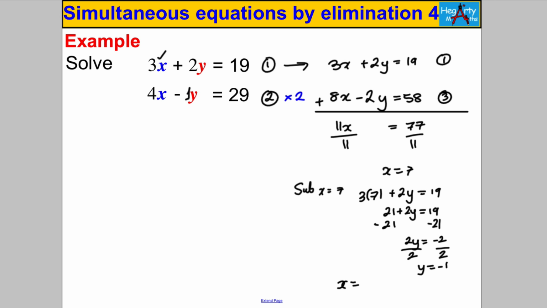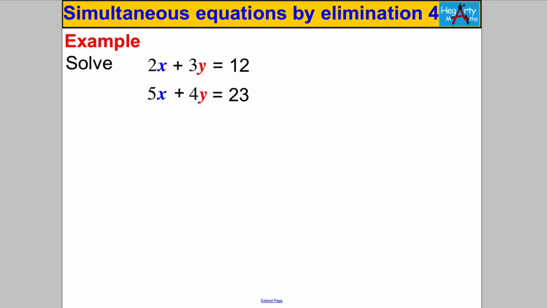And my answer is x is 7, y is -1, and I am done. Obviously I better check that's right. 3 times 7, 21, 2 times -1, -2, 21 take away 2, 19, looking good. 4 times 7, 28, 1 times -1, -1, 28 subtract -1 is 28 add 1 is 29. Put my little smiley face, I'm done. Next one, pause the video, have a go.